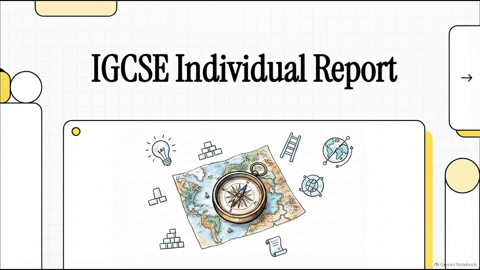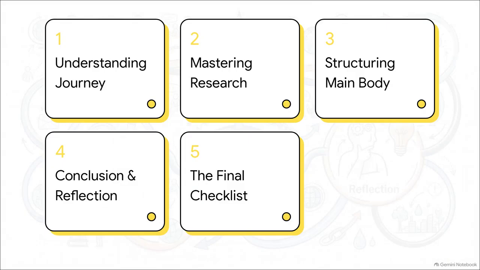Okay, let's dive right into this. We're going to break down this 1,500 to 2,000 word assignment into 5 really manageable phases of a research expedition. We'll go from understanding the journey and mastering your research to structuring your main body, wrapping up with your conclusion and reflection, and finally hitting that final checklist.